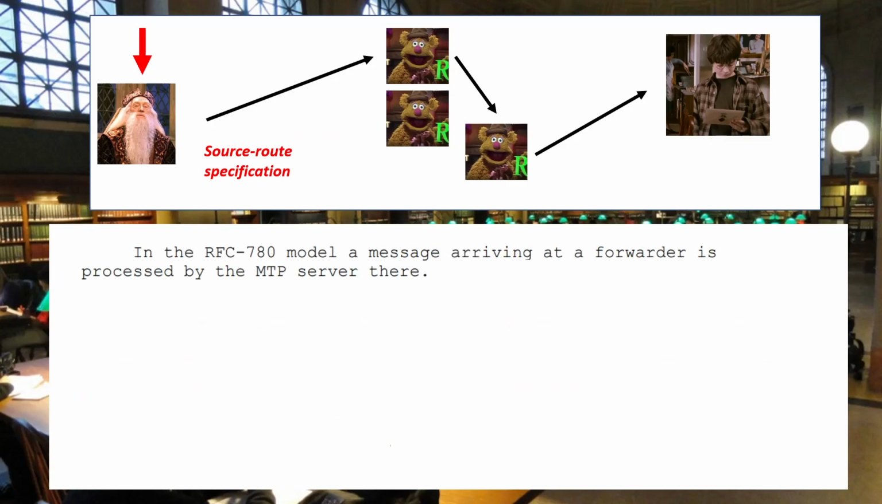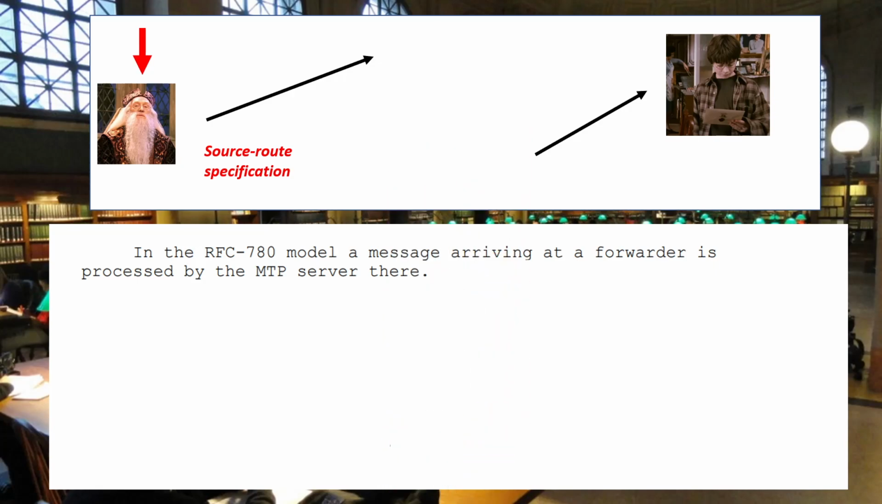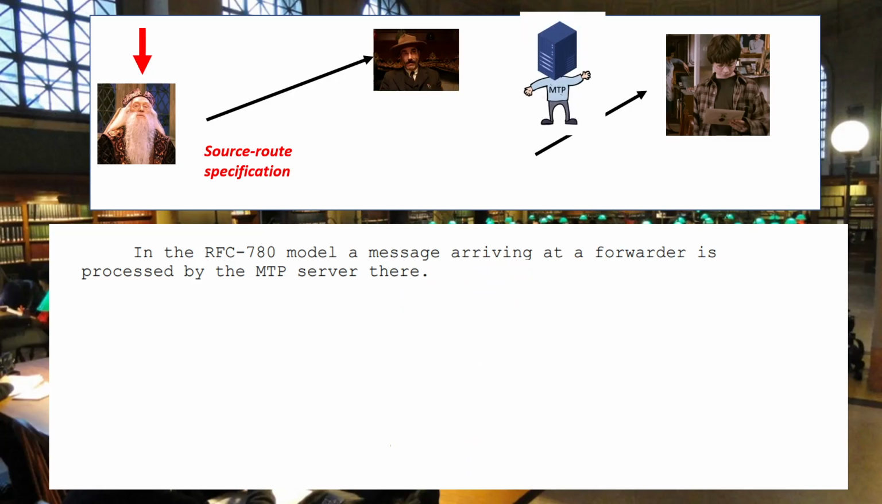Now in the RFC 780 model, a message arriving at a forwarder is processed by the MTP server there. I just need to get rid of those relayers, we're talking about forwarders here. And we're also going to introduce this character, the MTP server. So in that model, a message arrives at a forwarder, and it's really the MTP server that does things. So what does the MTP server do, the Mail Transfer Protocol server?